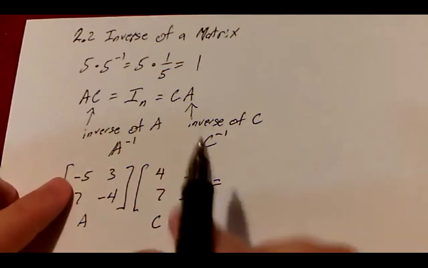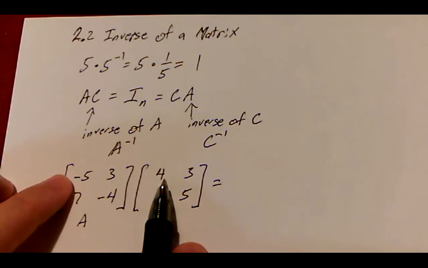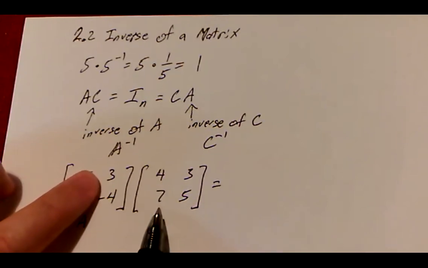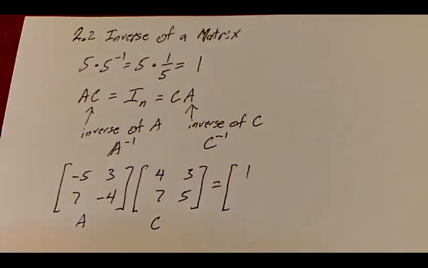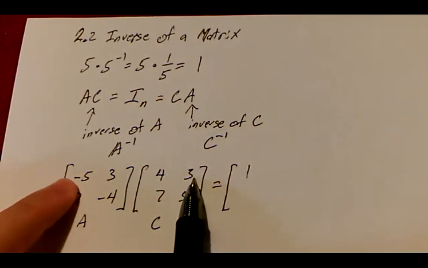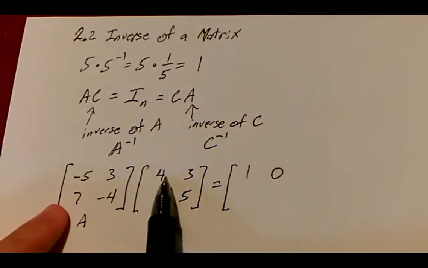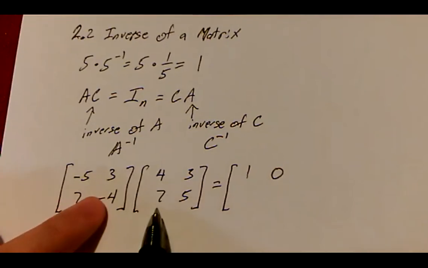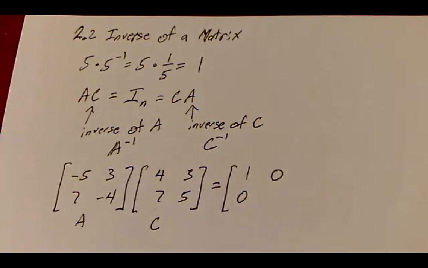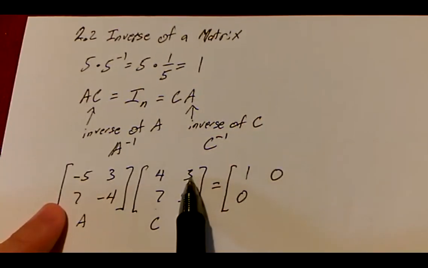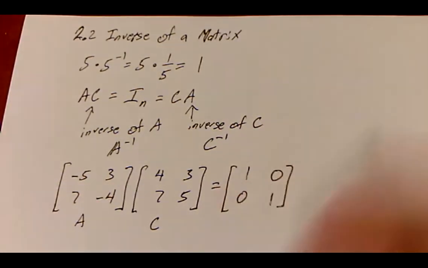Remember, we go across the first row and down the first column. So negative 5 times 4 is negative 20, plus 3 times 7 is 21. Negative 20 plus 21 is 1. First row, second column, I have negative 15 and a positive 15. That makes 0. 7 times 4 is 28. 7 times negative 4 is negative 28. Add those together, you get 0. And then second row, second column, I have 21 minus 20, so that gives me 1.